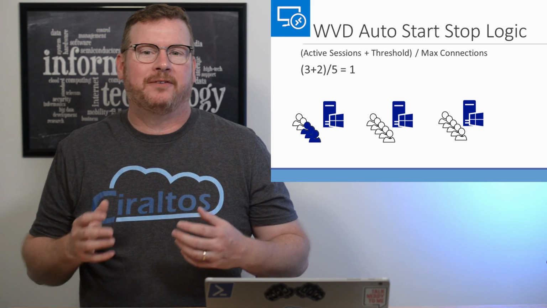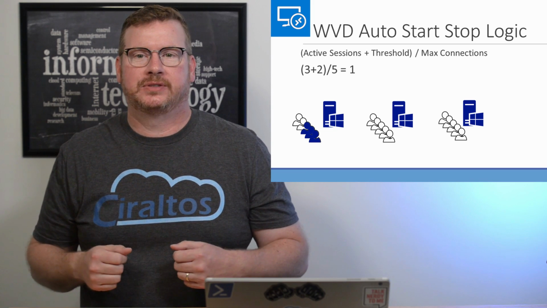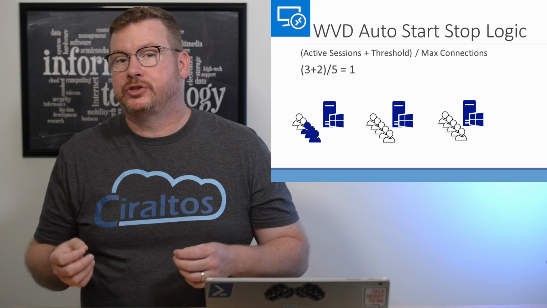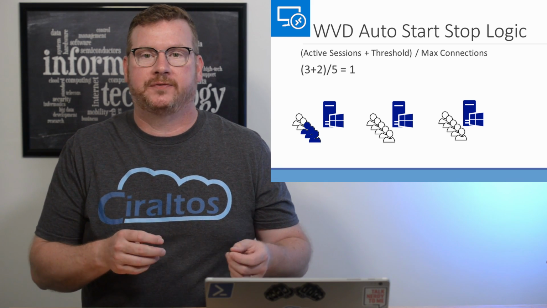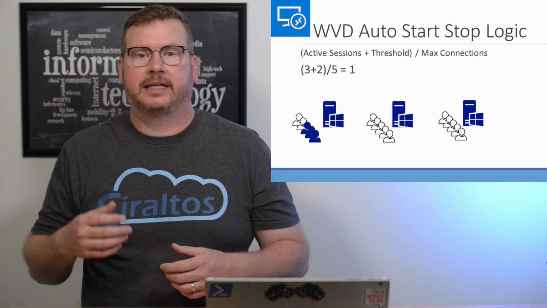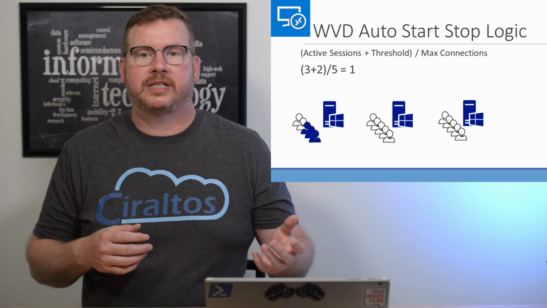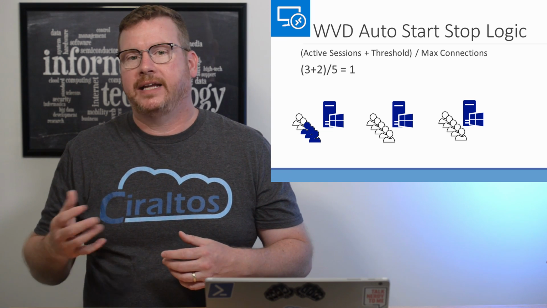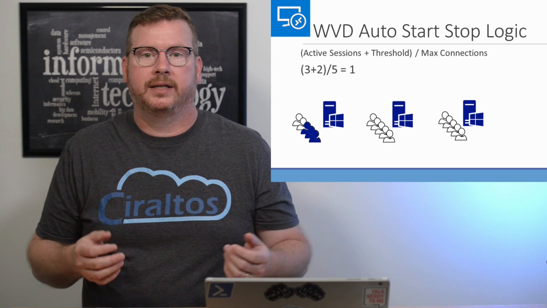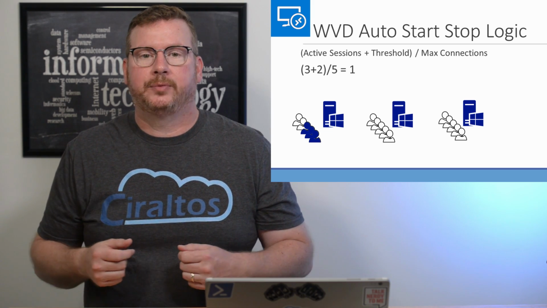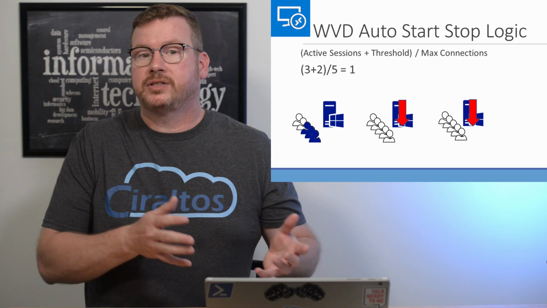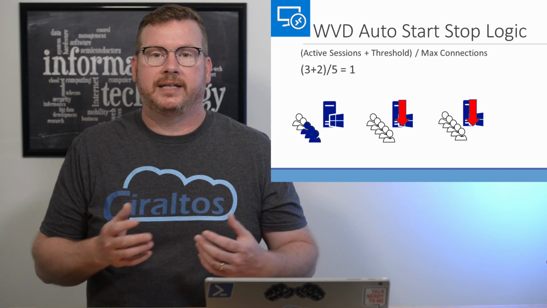For example, let's say we have 3 session hosts with 3 users logged in. The threshold value is 2 and the max sessions per host is 5. The script runs and calculates 3 sessions plus the 2 session threshold equals 5, divided by the max sessions of 5, and we get 1. In this instance, 1 server should be running. In this example, if all the servers happen to be running, the script would shut down 2 of them.